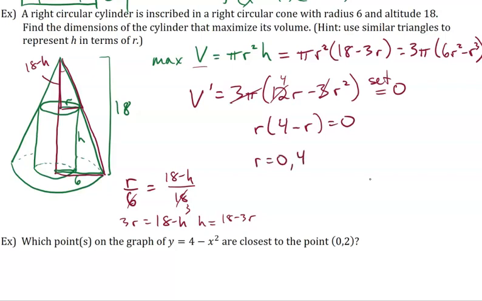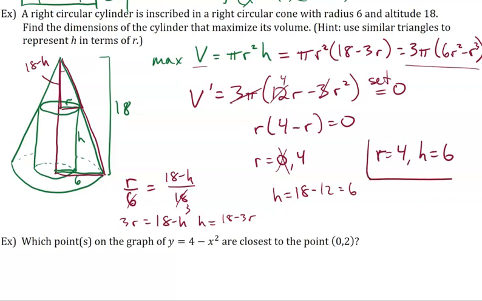Obviously, if the radius is 0, I don't have a cylinder. My volume would be 0, so I can't maximize there. So it's going to happen when the radius is equal to 4. Okay, now it does say find the dimensions, not the original volume, so I don't need to plug it back in here, but I do need to figure out what h is. So h is 18 minus 3 times 4, so 6. So my dimensions are, let's clarify, radius equals 4 and height equals 6. And that will maximize my volume.